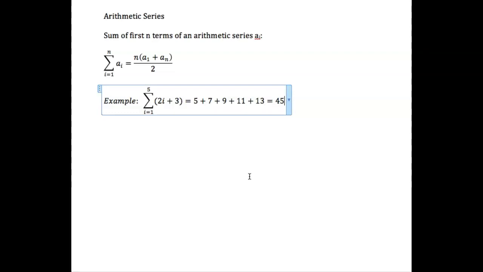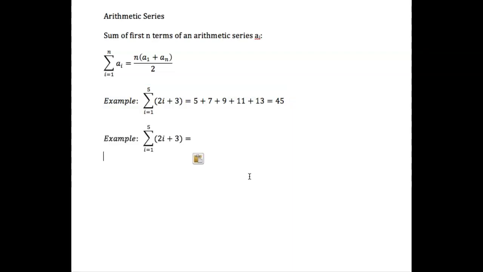We didn't even use the formula. We could have, but when there's just a few terms, sometimes it's easier just to do it directly. However, if instead of 5 terms, what if I want the sum of the first, say, 80 terms of the sequence? Well, I don't really want to find 80 terms of that sequence. I don't really want to add 80 numbers together either. So this is when the formula is going to come in handy.